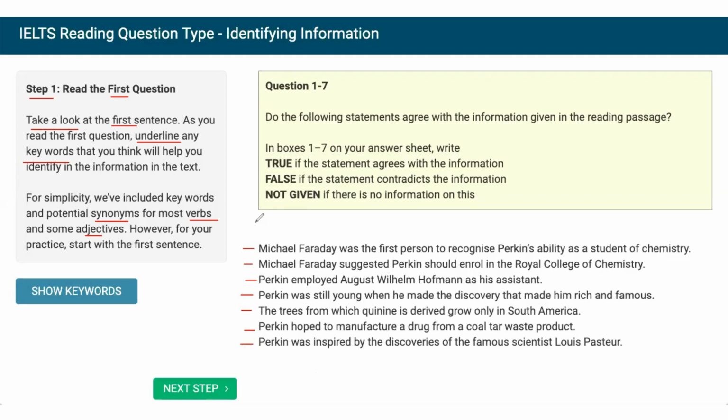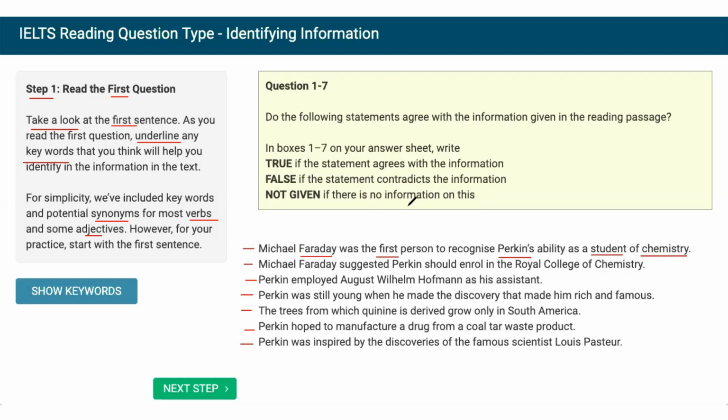Okay, so if we read the first sentence, we see Michael Faraday was the first person to recognize Perkin's ability as a student of chemistry. Now, also pay attention to absolute terms, and there is one absolute term here, first. So also ordinal numbers are things to look out for because they're very specific. So I would say that keywords here are Faraday. Perkin is also important because it's a specific name, student, and I would also say chemistry. And again, we said first in the beginning. Think of some synonyms for this.